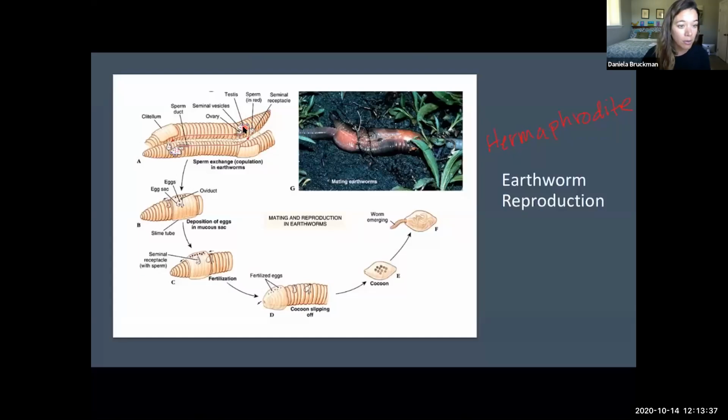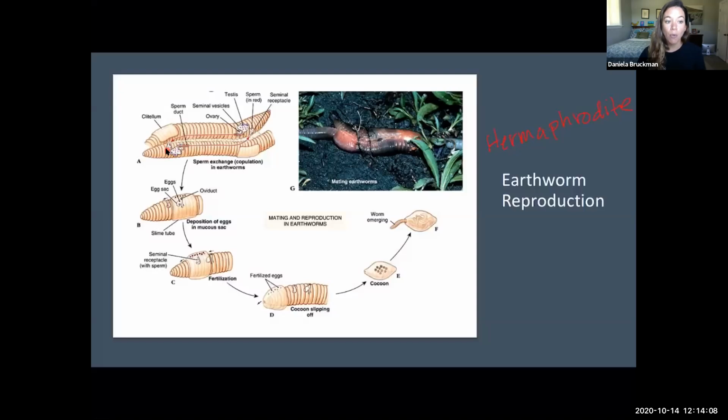And it's also got an ovary just next to it that produces eggs. Also notice that just to the right of the testes, there is a seminal receptacle, which is where sperm is received and stored in the body of the earthworm. Okay, and if you look at the one on the bottom, it has those same anatomical structures. So testes, ovary, and a seminal receptacle.